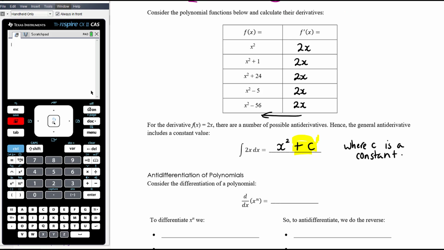And this was the email that I sent to my Year 12 Methods students, who all lost at least 1 out of 2 marks in the first question because they failed to write plus c's on their antiderivatives.